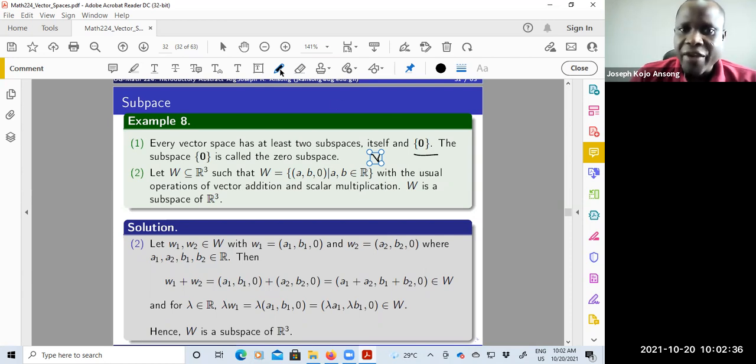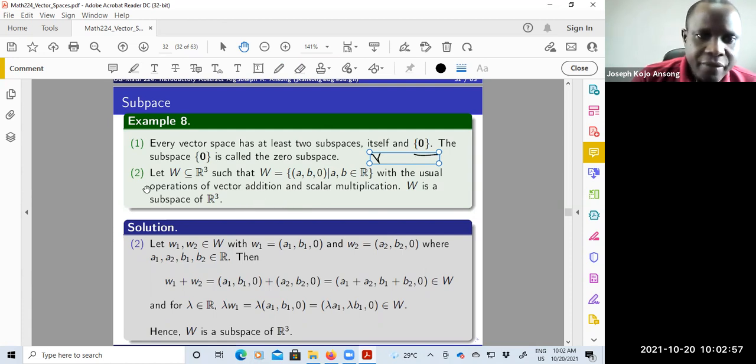And the ring itself is a subring, right? The ring itself is a subring, even though it is an improper subring, but it is a subring in any case. Okay, so it's the same here. The zero subspace is there, and then the space itself is also a vector space, a subspace.